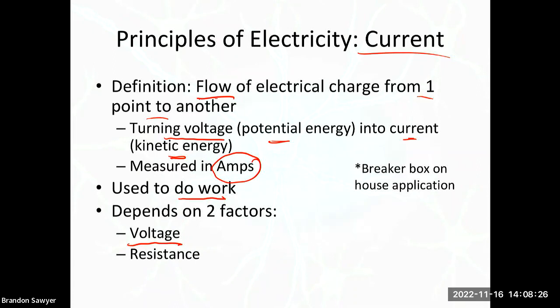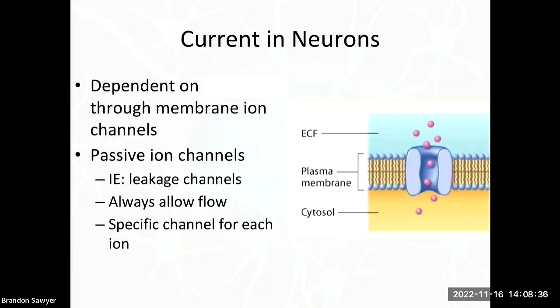But some devices need more voltage, but the typical voltage in these is all about 110. Okay. Yeah, so it depends on voltage plus resistance. Okay. And so what does that actually mean in our body, right? What does current look like in neurons? Well, it's dependent on ion flow instead. Whereas in electricity, like in the wall, it's just really electron flow through that copper wire. Okay, but in our body, it's ion flow.